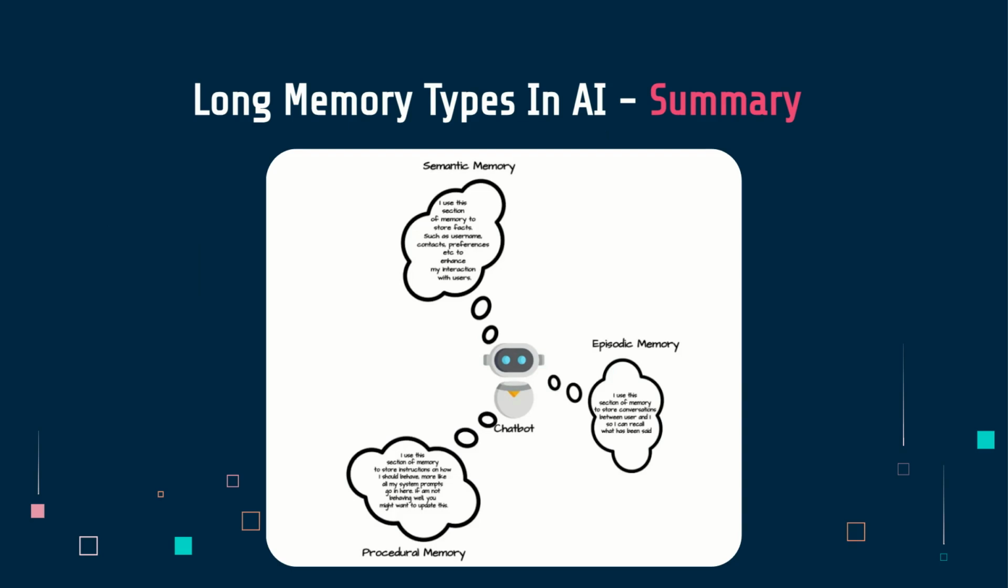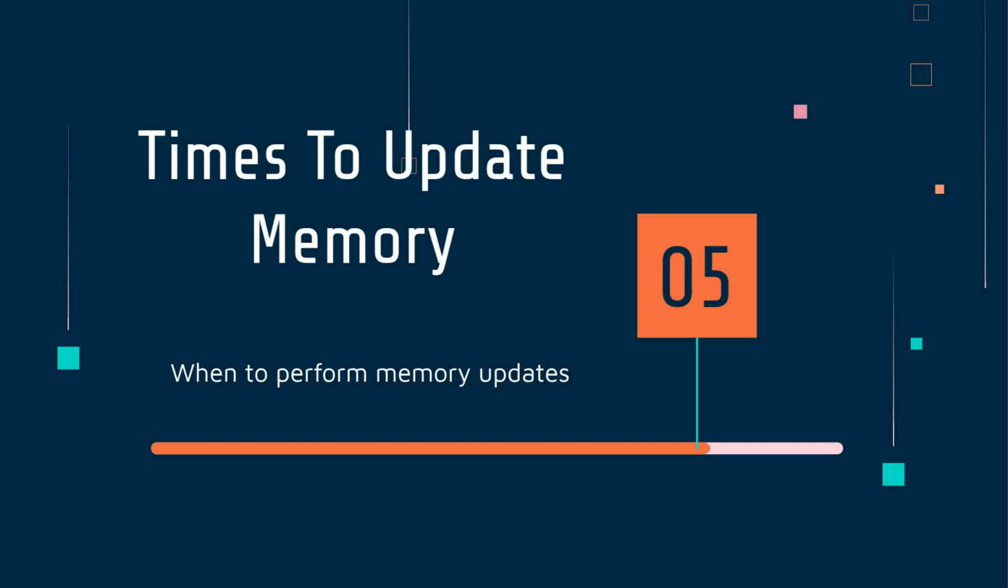Now let's look at everything in summary. Semantic memory stores the history of facts. Episodic memory stores previous conversations, and then we have procedural memory, which is basically the system prompts and other things telling the AI how to work in the system, how to behave and how to act. Right. Awesome. So once we have those in there, now let's look at the times to update memory.